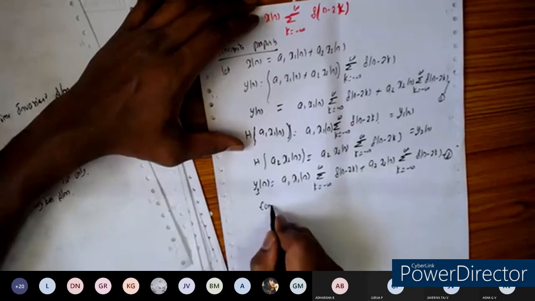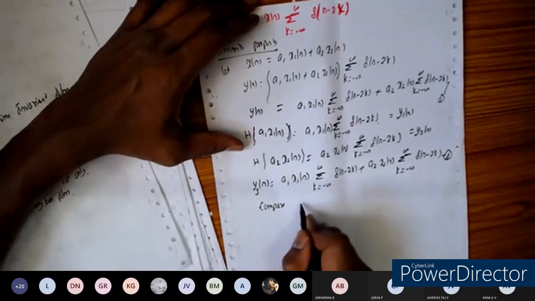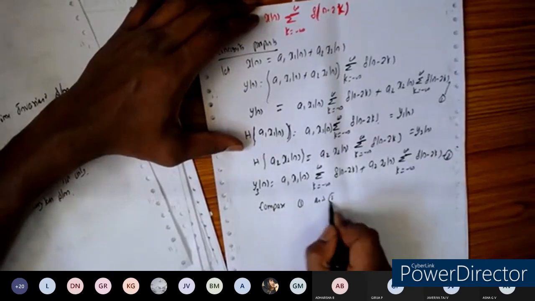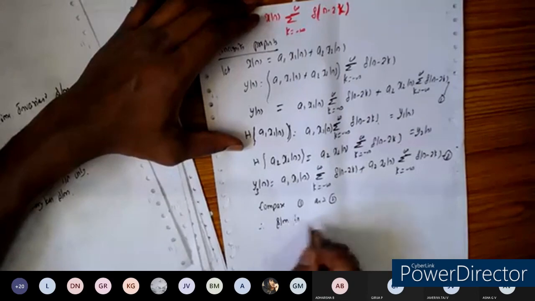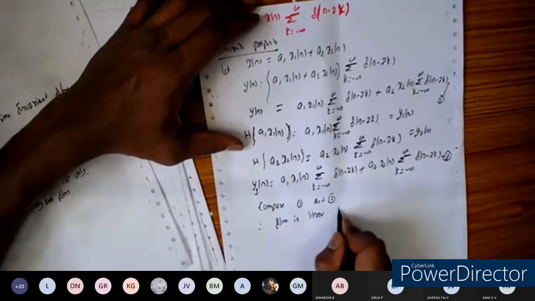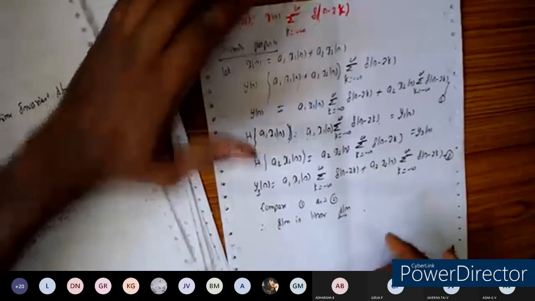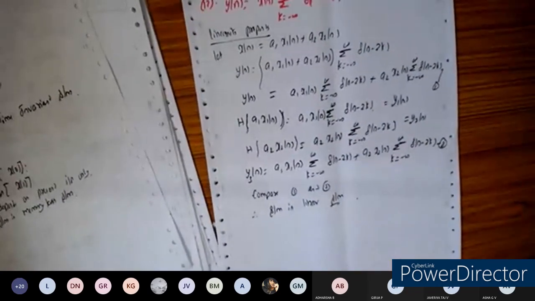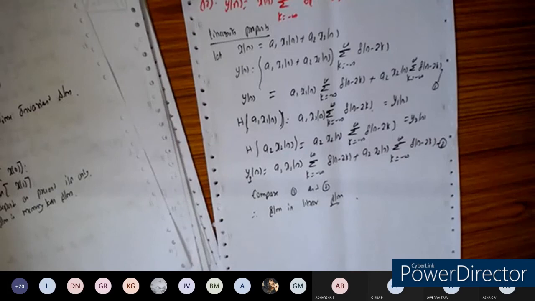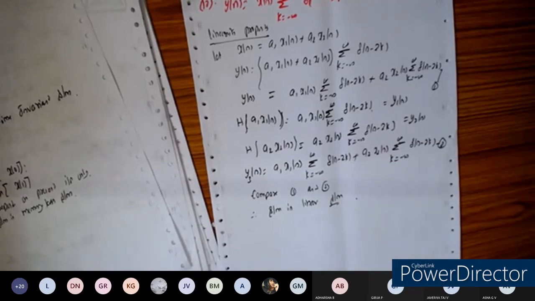So compare equation 1 and 2. If you compare, the given system is a linear system. It is a linear system. Done, right? Like this, we need to substitute a1 into x1 of n and all those things, and we will get that. Next, I will take two simple properties.